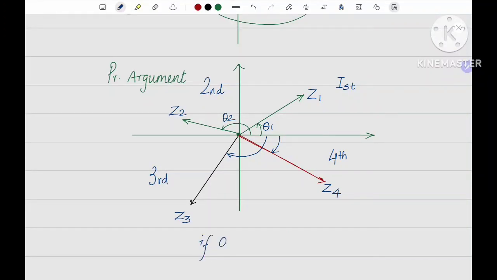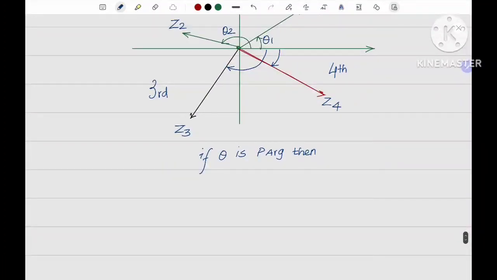So if I say theta is the principal argument, then theta should obey this inequality, which is theta should be less than or equal to pi and greater than or equal to minus pi, or theta belongs to the interval minus pi to pi. So if I represent theta this way, then theta is called the principal argument.